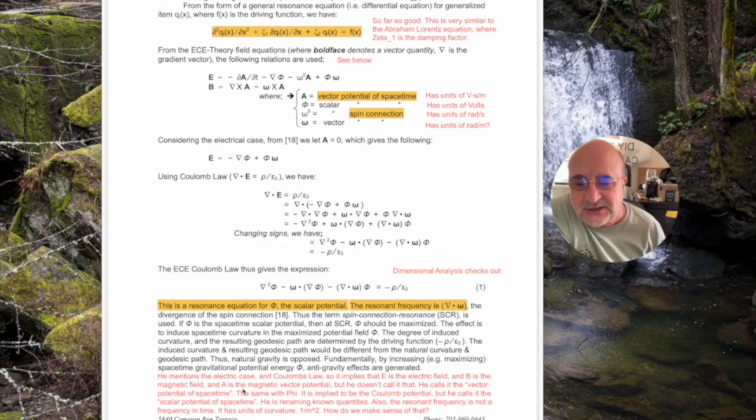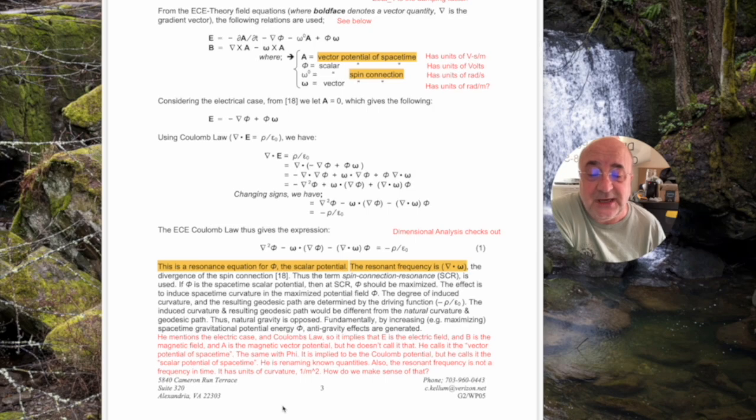Okay, these are my notes. He mentions the electric case and Coulomb's law, so it implies that E is the electric field, B is the magnetic field, and A is the magnetic vector potential. But he doesn't call it that. He calls it the vector potential of spacetime, the same as with phi. It is implied to be the Coulomb potential, but he calls it a scalar potential of spacetime. He is renaming known quantities, and that's always a bad sign.